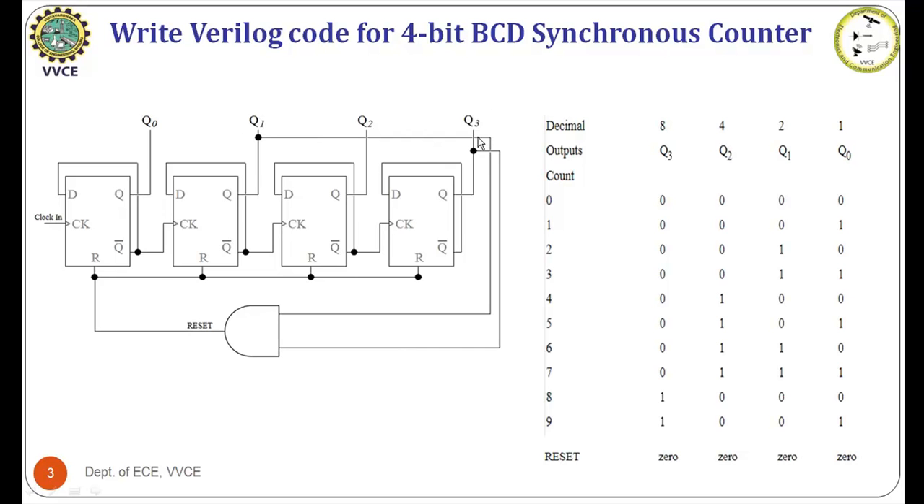So for that, the MSB Q3 is equal to 1 and Q1 is equal to 1. For this purpose, Q3 and Q1 are fed as inputs to the AND gate. Once the AND gate inputs are 1, the output will be equal to 1, which resets all the flip-flops in the counter. Here R indicates reset. So this is the functionality of the 4-bit BCD synchronous counter with respect to its truth table shown here.